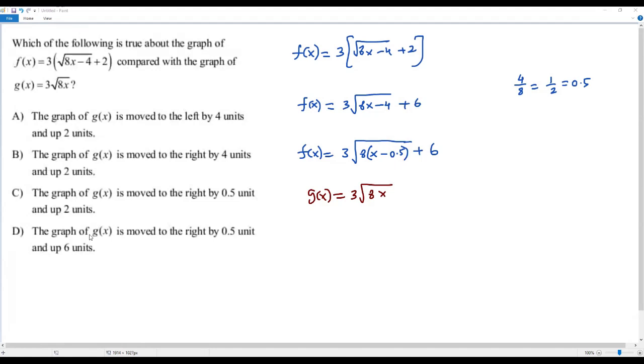We have this exactly in answer choice D. That is, the graph of g of x is moved to the right by 0.5 unit and up 6 units. The correct answer choice for this question is D.